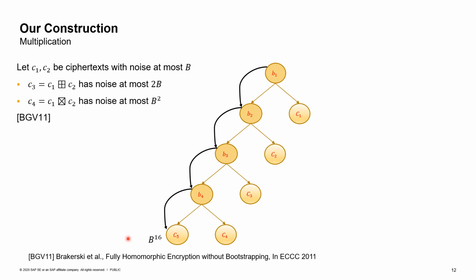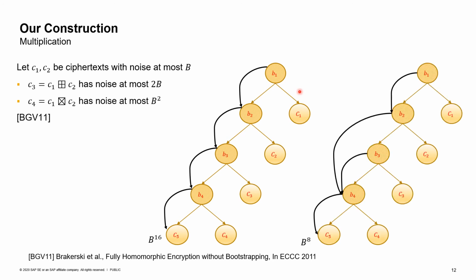So this means that instead of multiplying on the path like this successively, which will result in a ciphertext with noise B to the 16th for this case, we'll instead do something like this, where we first multiply b1 with b2 and b3 with b4. Then we multiply this result with this one, and then finally we multiply this result with this one, which results in a ciphertext with noise B to the 8.